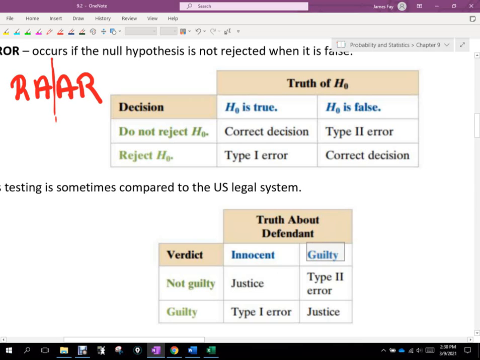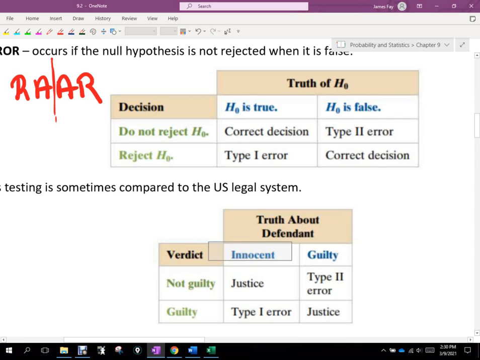If they're guilty and we have a verdict that they're guilty, so they actually stole stuff from Hobby Lobby, it's all right, you're 8, it's okay. So if you're guilty and the verdict was guilty, that's justice as well.